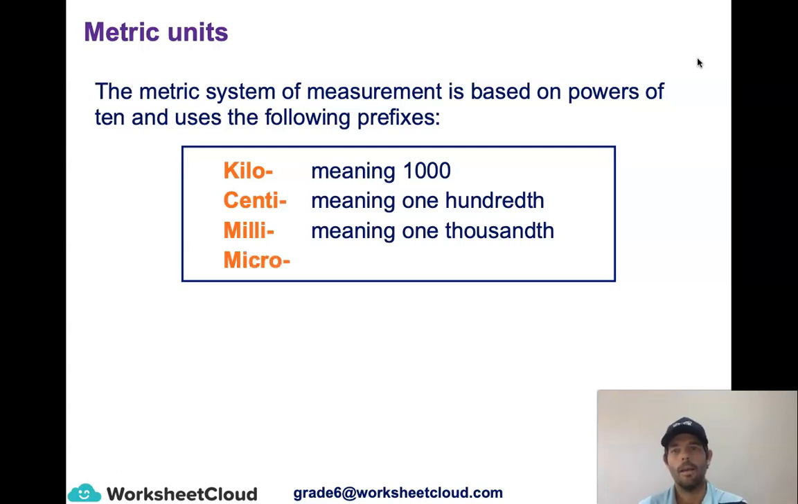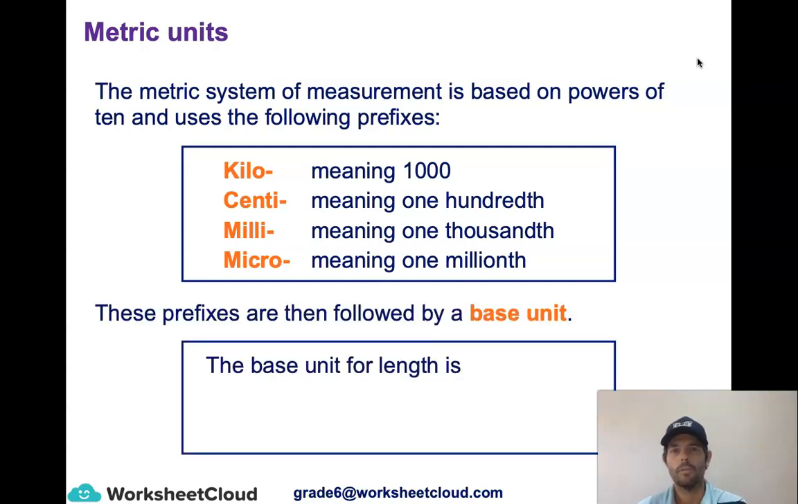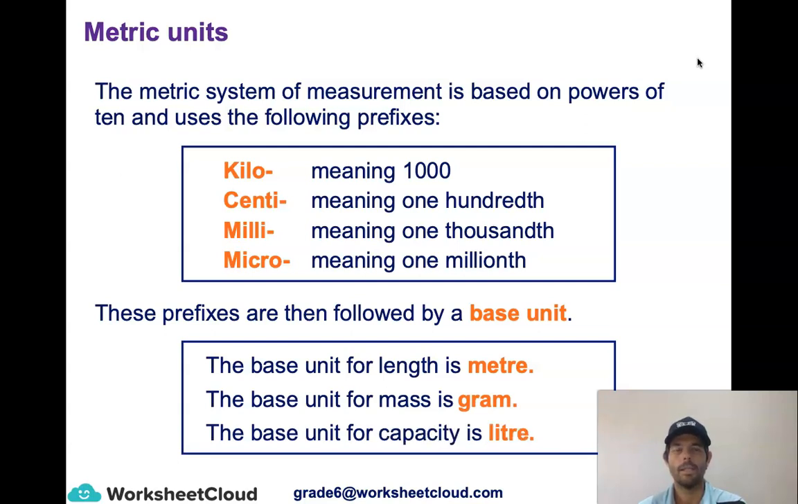Okay, and then micro, which we don't often see a lot of in grade 6 and 7, means a millionth. That's just something for you to keep in the back of your mind for when you eventually see micrometer or something along those lines. It means 1 millionth. As we've spoken about, the prefixes are then followed by base 10 units. So you would know that you have gram for mass, meter for length, and for capacity it would be liter.